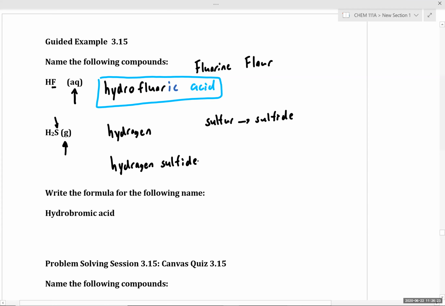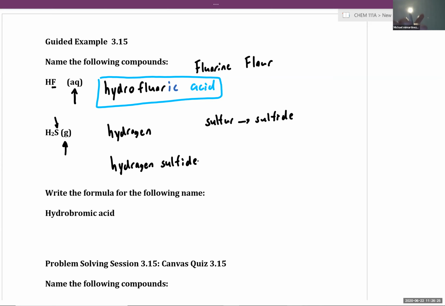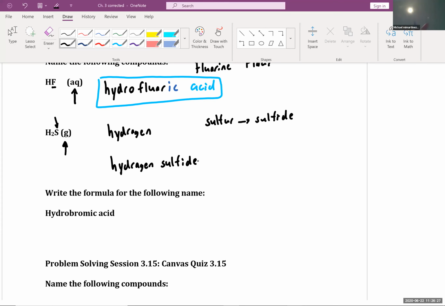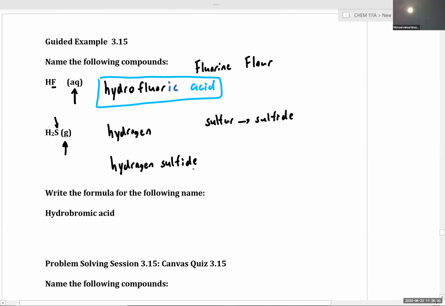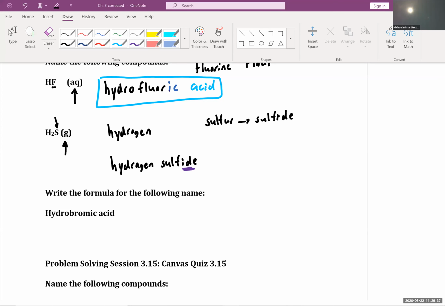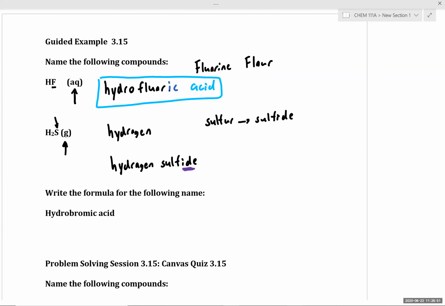Does this example make sense to everyone? The key distinction, because we're in the gas phase, is that we use the ending IDE instead of IC. So you wouldn't put di in front of it, because di is only used for hydrogen containing polyatomic ions. That's exactly right. Did that answer your question? Yeah. Perfect.